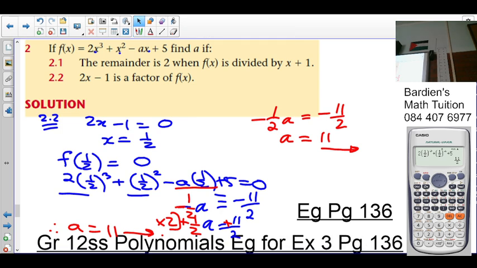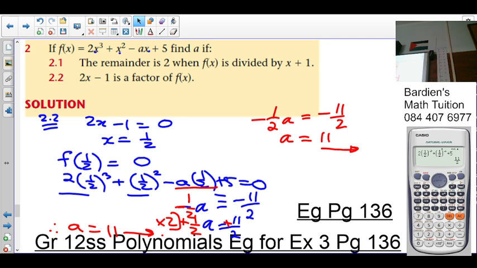Okay, people, any confusion yet? With that, you should be able to do exercise 3 on page 136. Right, you guys can start with it now.